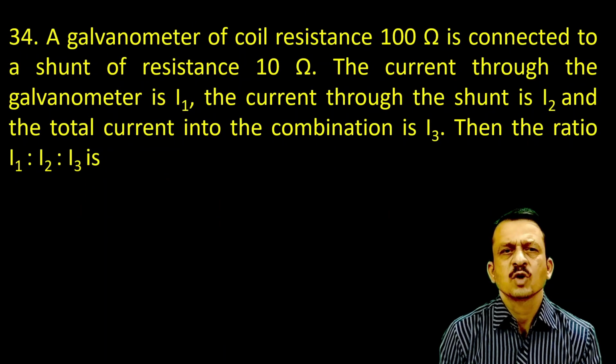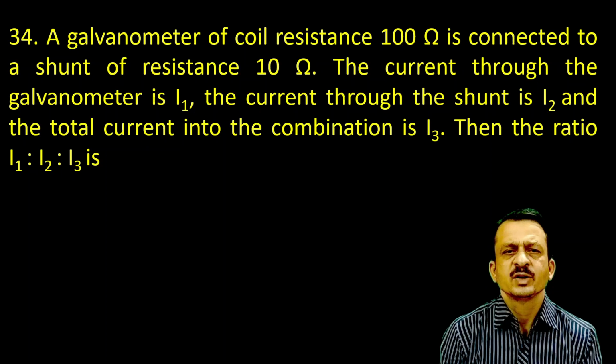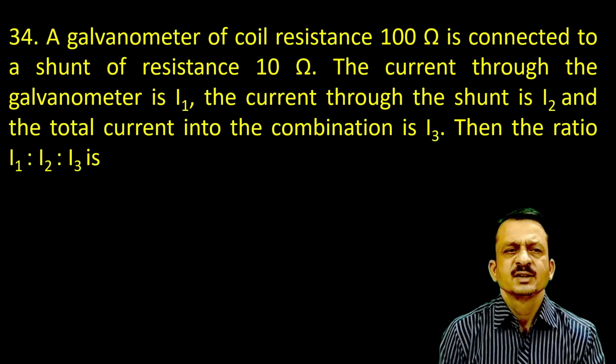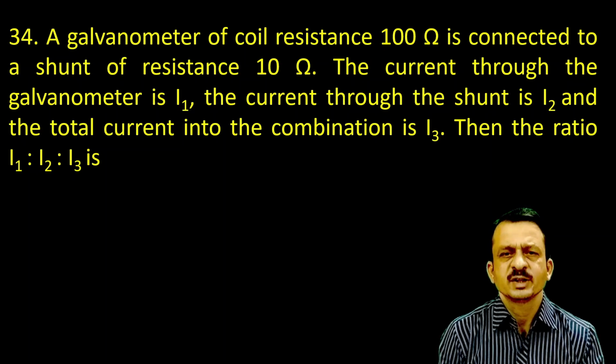A galvanometer of coil resistance 100 ohm is connected to a shunt resistance of 10 ohm. The current through the galvanometer is I1, the current through the shunt is I2, and the total current into the combination is I3. Then the ratio of I1 is to I2 is to I3.